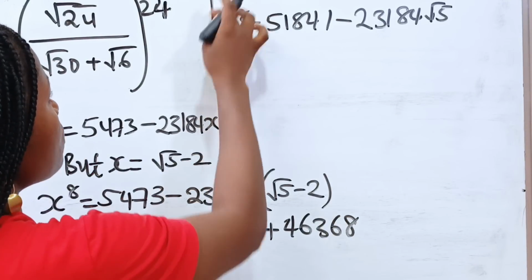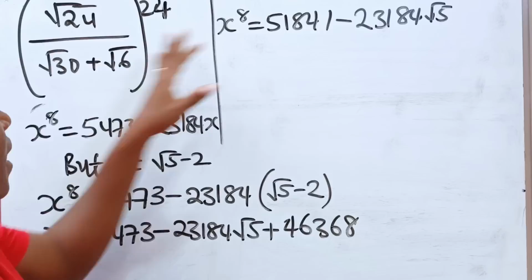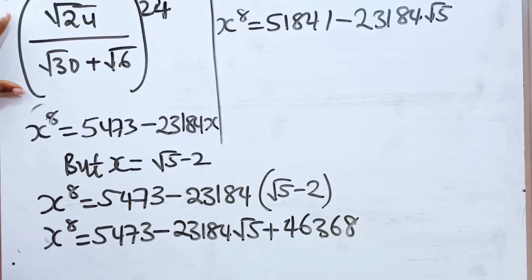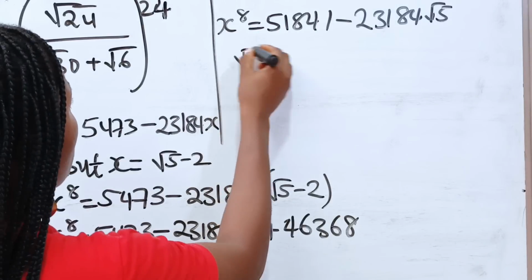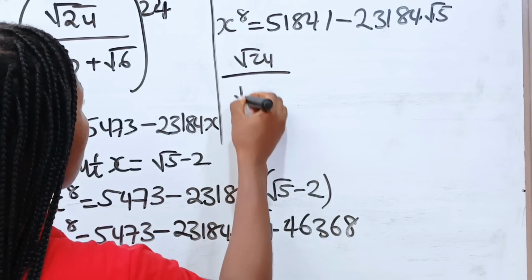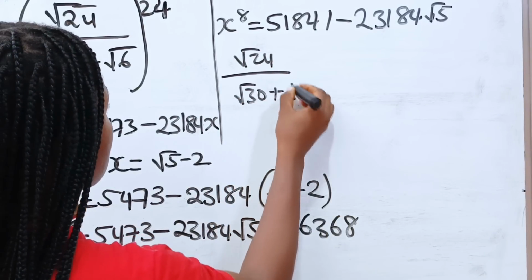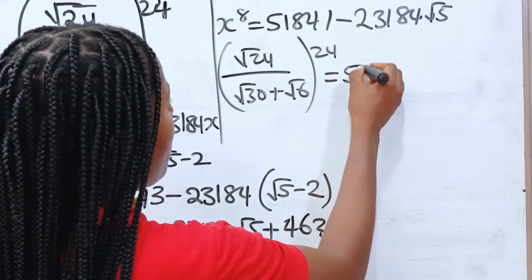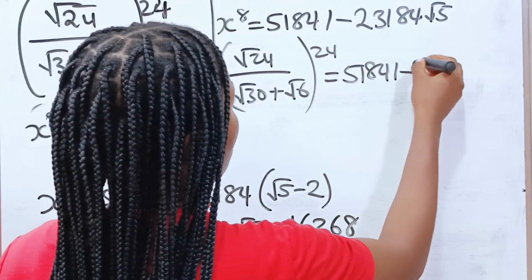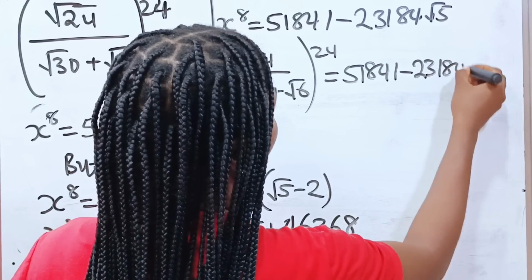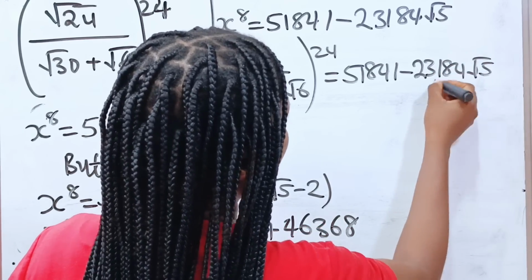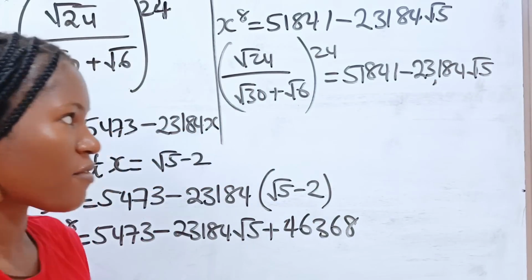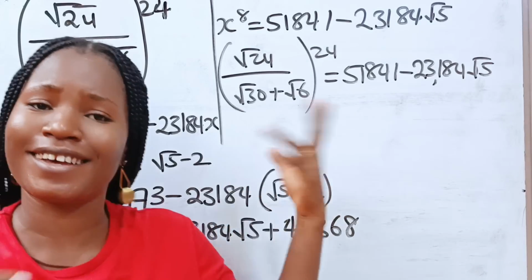Okay, so that is our x to the power of 8. And remember that x to the power of 8 is what we simplified this to. Okay, so we can actually replace this x to the power of 8 with this, right? So we can say square root of 24 divided by square root of 30 plus root 6, everything raised to the power of 24, is equal to 51841 minus 23184 root 5. That is 23,184 root 5, if I didn't make a mistake in the calculation.